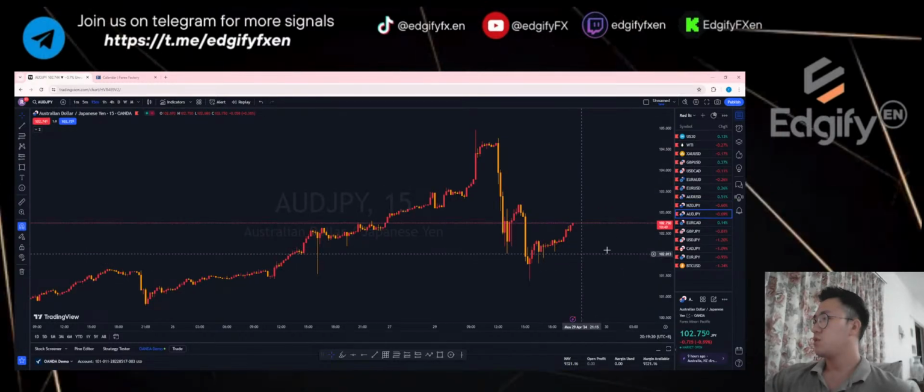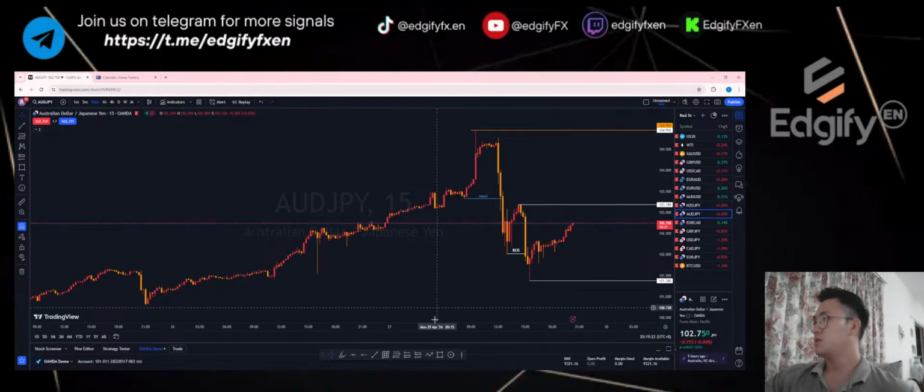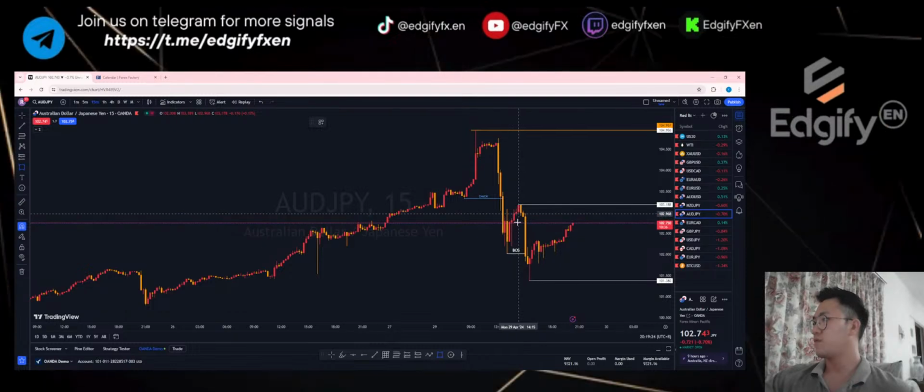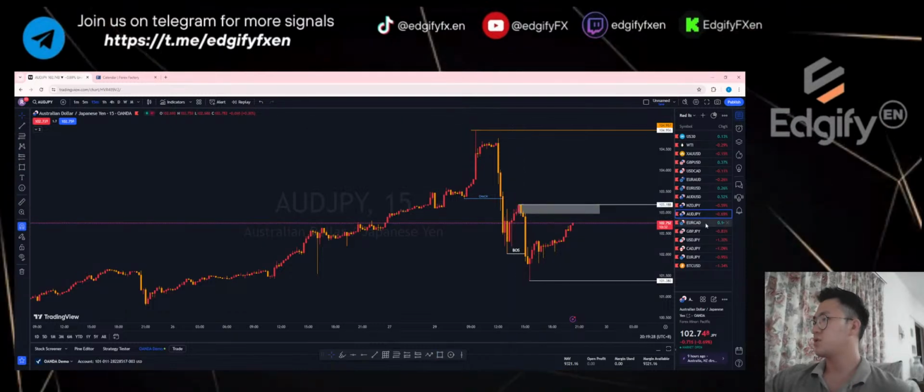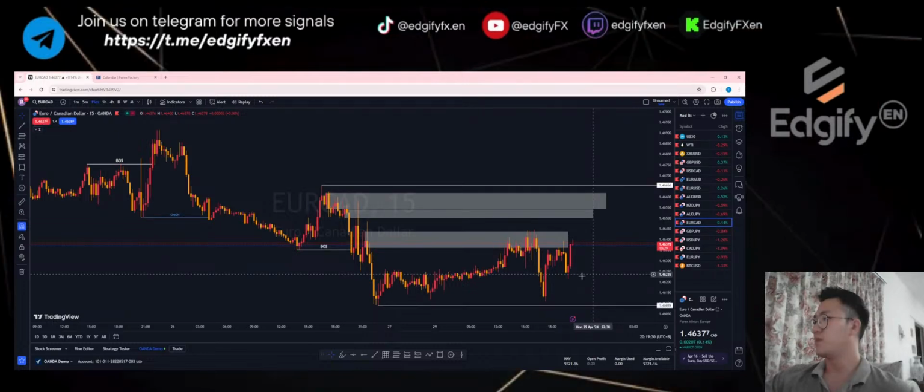Okay, moving on to AUD JPY. Basically, all the JPY pairs are similar. We also have a zone here. All the JPYs have similar movement.